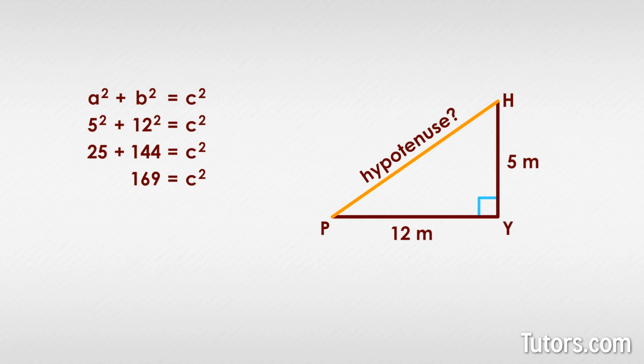Now to find the value of c, we use the square root on both sides of the equation, turning it into the square root of 169 equals c. Finally, we get the answer c equals 13. That was neat and simple because we used a Pythagorean triple for our numbers. The measure of the hypotenuse may extend to several decimal places, requiring a calculator for the square root.